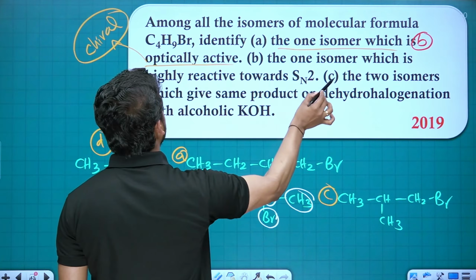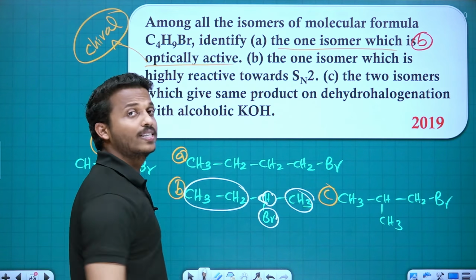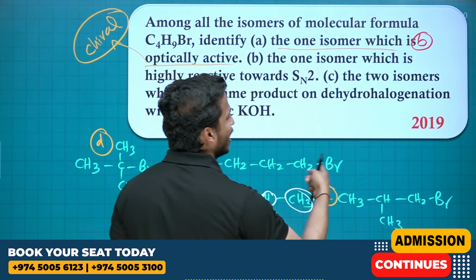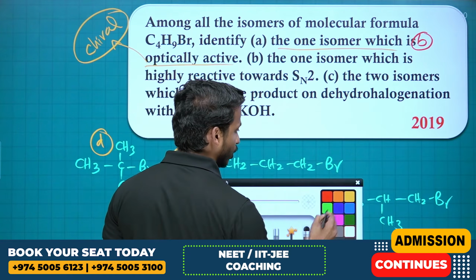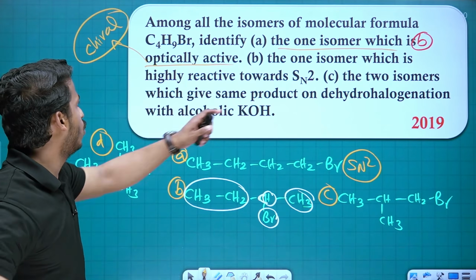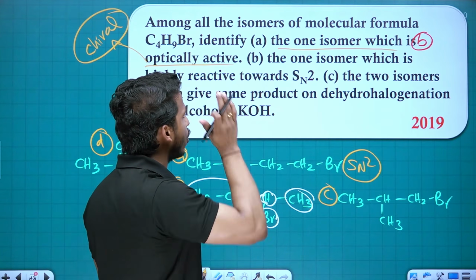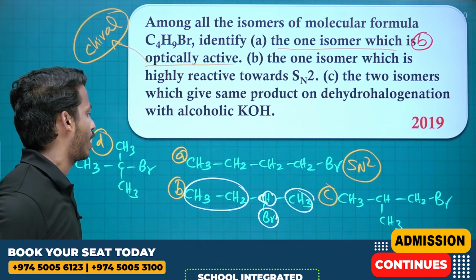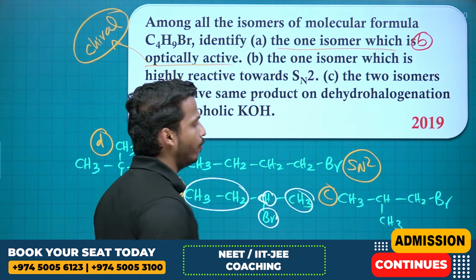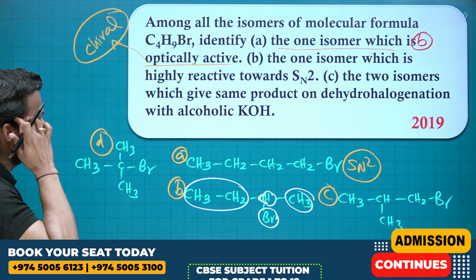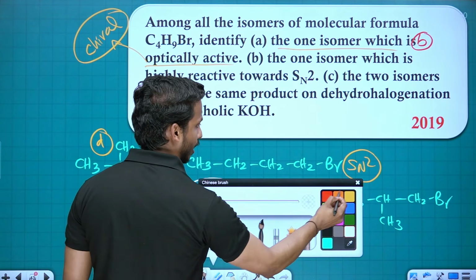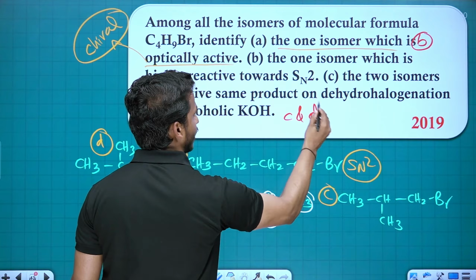Second question: the isomer which is highly reactive toward SN2, that means primary. Which is primary among these? A, right? So this is the one that undergoes the SN2 reaction faster. This is the answer for the second question. Last one: the two isomers which give the same product on dehydrohalogenation with alcoholic KOH. Which two compounds on beta elimination give the same product? I think C and D are the correct answer.